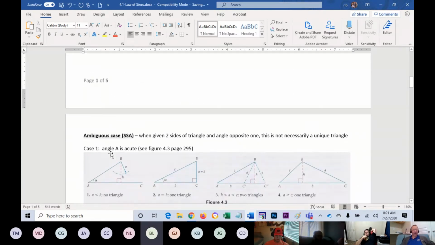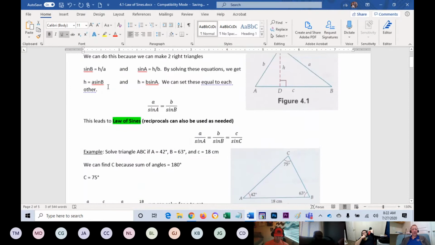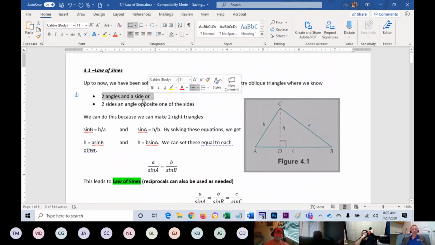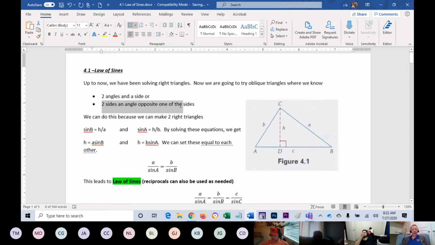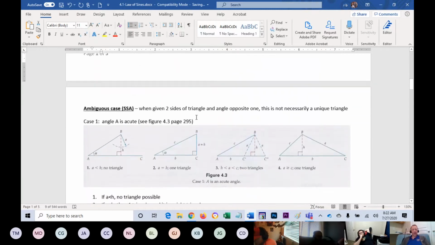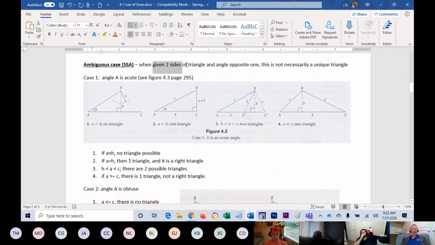All right. Okay, so let's talk about the ambiguous case of side-side angle. Okay. So remember, as we were doing the law of sines, if we've got two angles and a side, or two sides and an angle opposite one of the sides, that works well. Okay. Now the problem is, what if we do the ambiguous case of side-side angle? So we're given two sides of a triangle and an angle opposite one. This is not necessarily a unique triangle, okay?